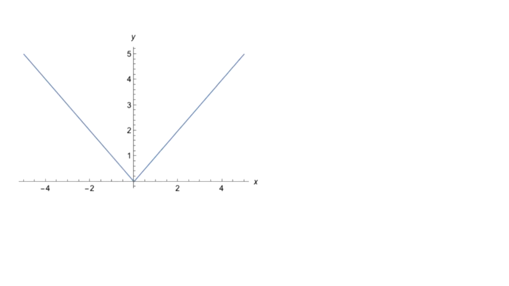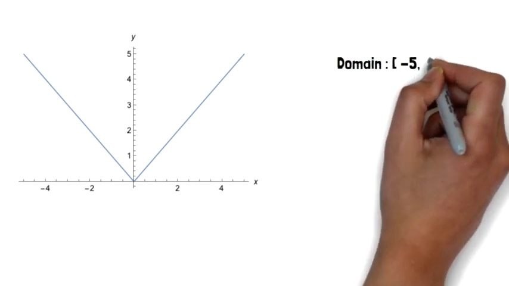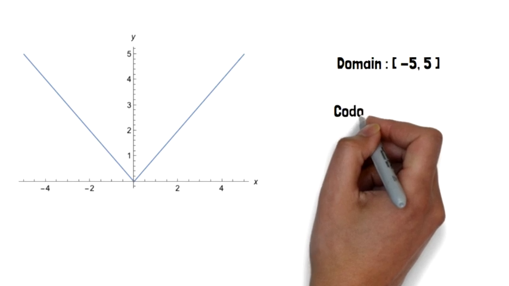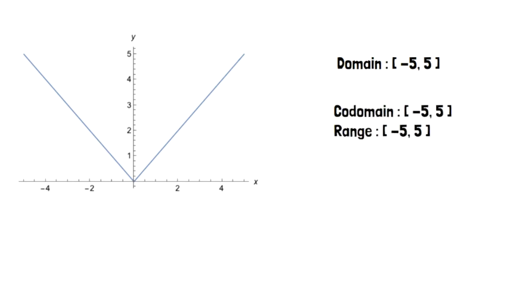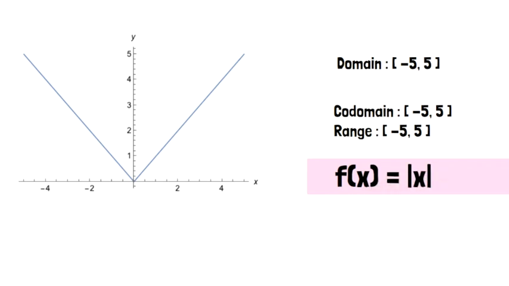Let us look at this graph more carefully. We can see from the graph that its domain is in the interval -5 and 5. So is its codomain and range. This is actually the graph representing the absolute value function defined as follows. When x, i.e. any element of the domain, is greater or equal to 0, the image is simply x. When x is lesser than 0, then the function takes on the value of -x.